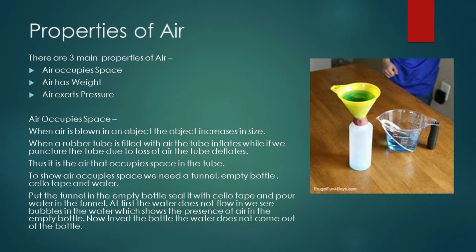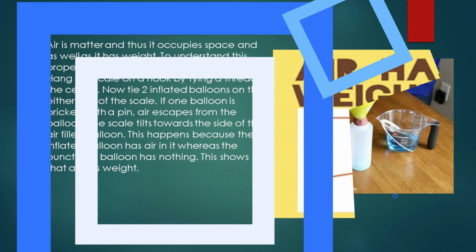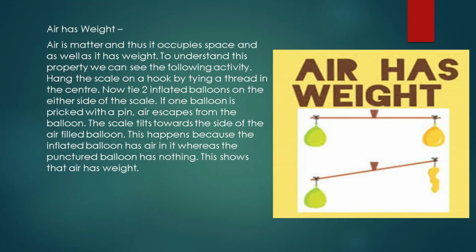Now invert the bottle. The water does not come out of the bottle. This is because air is already present in the bottle, so at first the water is not going in, but when we invert the bottle, the air comes out from one side and then water can go inside the bottle. Now second, air has weight.